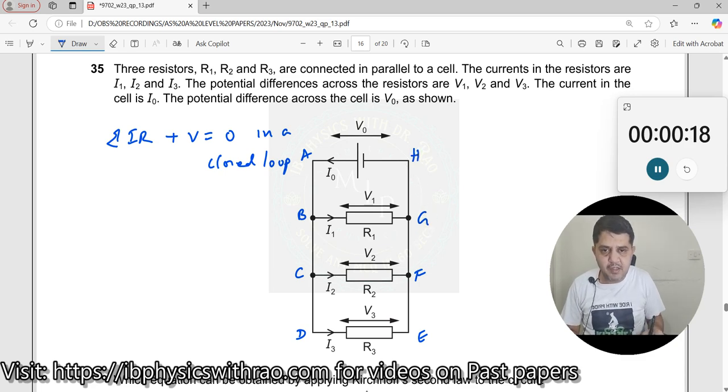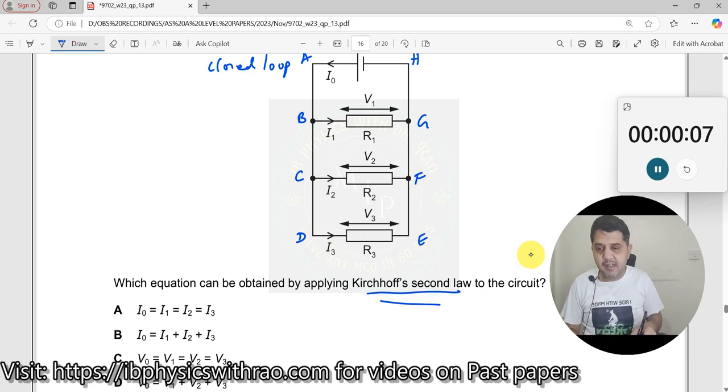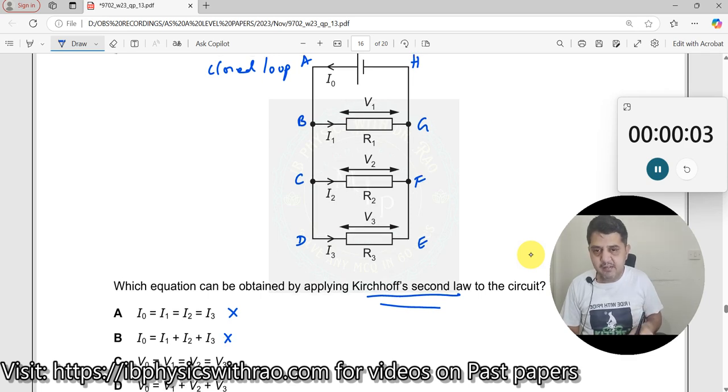Okay, if you don't want to analyze anything, you can directly say that one of the options is I equal to I1 plus I2 plus I3. But that is your KCL, and he wants KVL over here. So definitely anything related to current is incorrect. And then the second one you can say is V0 should be equal to V1 equal to V2 equal to V3. That is not KVL actually.